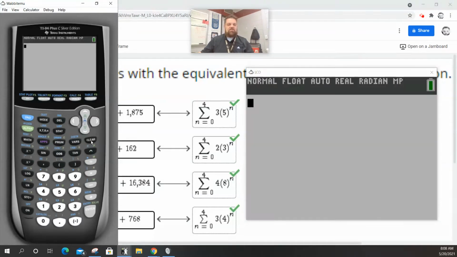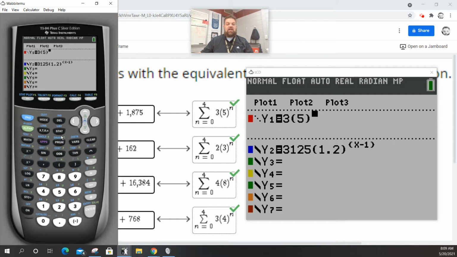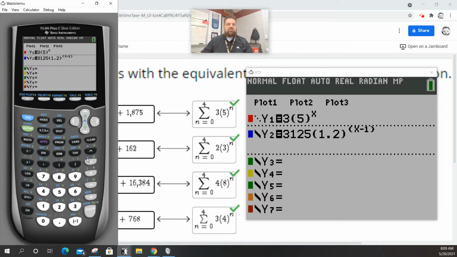Let's go ahead and get started. The way that we can match this up is we can just plug these into the explicit form into our calculators and then look at the table of values. So the first one is 3 times 5 raised to the x. I could put n, but I'll just put x. The next one is 2 times 3 raised to the x.